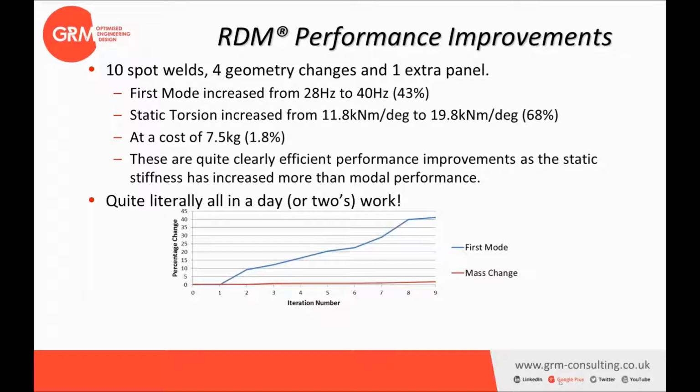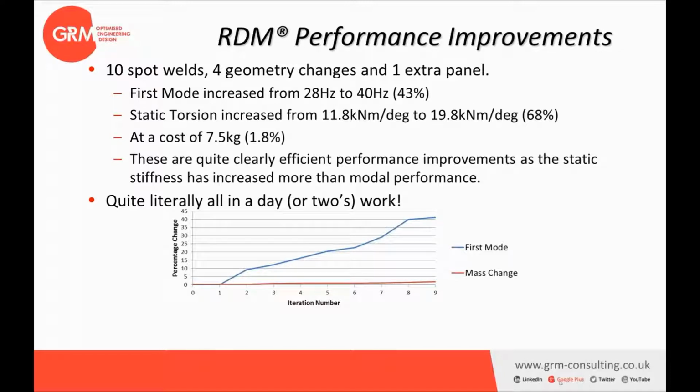To summarize what we did for this study, we have succeeded to improve the first mode by 43% and the static torsional stiffness by 68%. This has cost us an additional 7.5 kilogram. So you could argue, okay, this is good work, but we all know that we would like to reduce the mass, so adding 7.5 kilo is not the best idea.